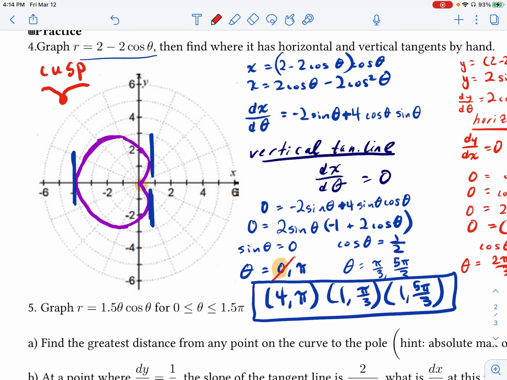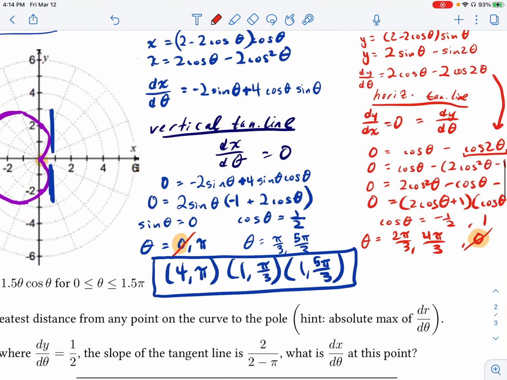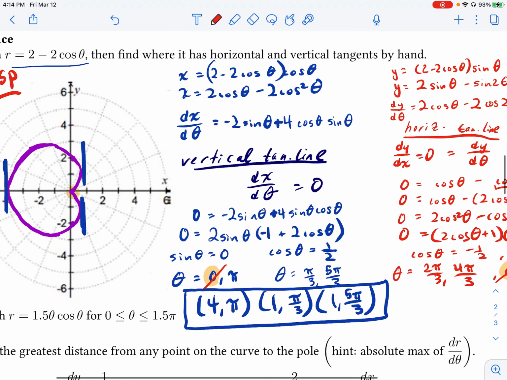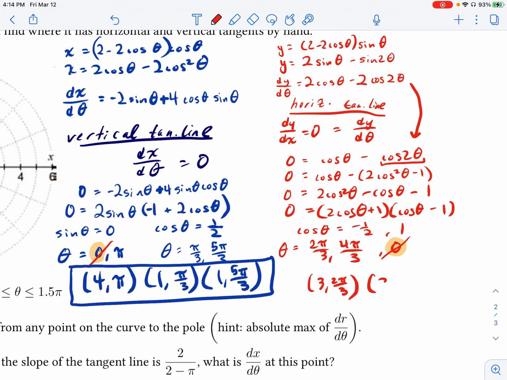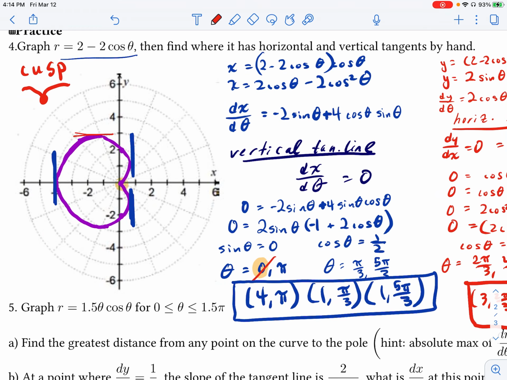Now let's establish our horizontal tangent lines. When theta is equal to 2 pi over 3, what does r give me? So let's plug in 2 pi over 3 for that polar function. When theta is equal to 2 pi over 3, I believe I get 3. So 3 comma 2 pi over 3. And we also have 4 pi over 3. So if we disregard theta equal to 0, this is where we're seeing horizontal tangent lines. Again, this is just a rough sketch, but right around there, we've got a horizontal tangent line, and right here at 4 pi over 3.